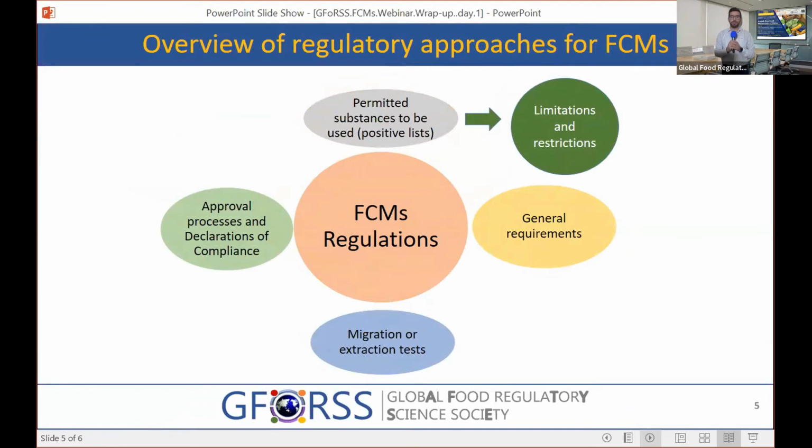Effectively, the 3 presentations orbited around the same structure related to the different food contact materials regulations. So the different speakers explained the general requirements imposed by the different international jurisdictions, as well as the general structure of the different legislation, which present normally positive lists of authorized substances with their permitted limits, then the different migration or extraction tests to be performed, and finally, the different approval processes or the declaration of compliance to be performed in order to validate the compliance of a food contact material.